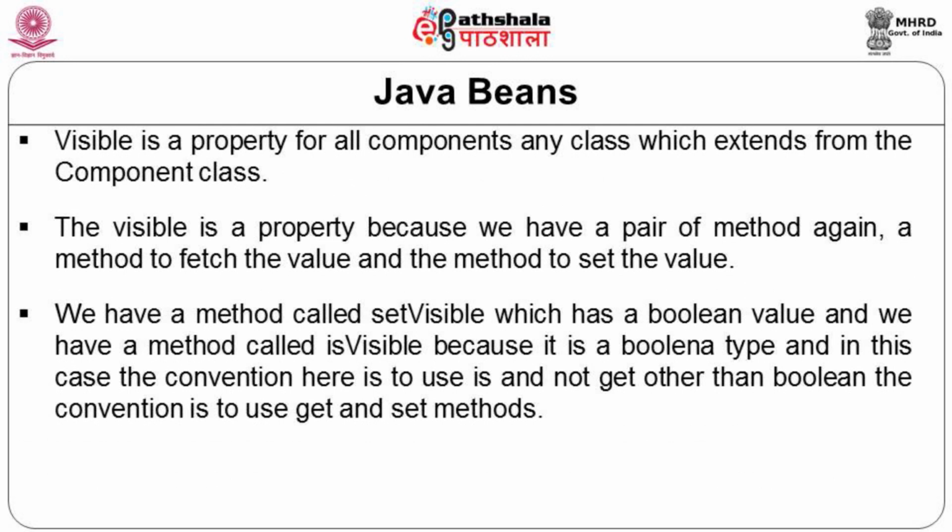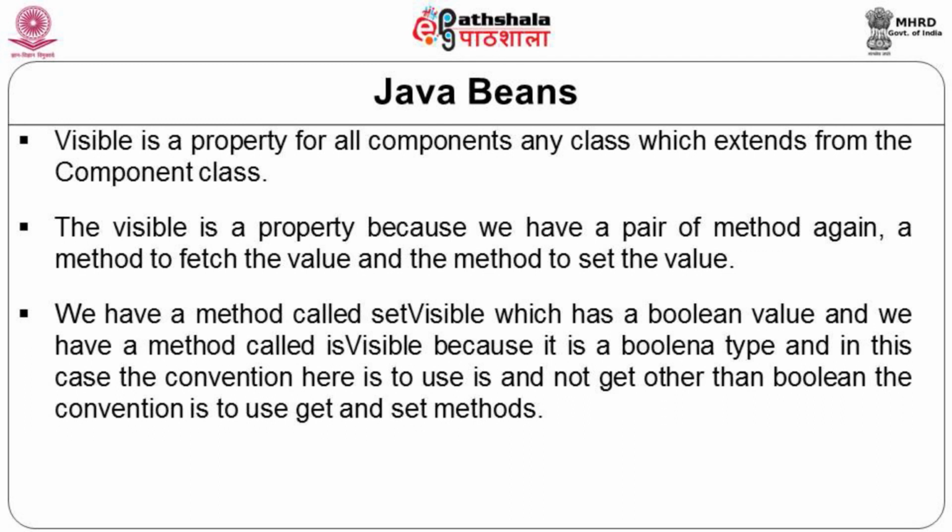When I say component, I mean any class which extends from the Component class of Java AWT, fine. Visible is a property because we have a pair of methods again, a method to fetch the value and a method to set the value. We have a method called setVisible which requires a Boolean value, and a method called isVisible. Of course, because it is a Boolean type, in this case the convention is to use is and not get, fine. Other than Boolean, the convention is to have get and set methods.